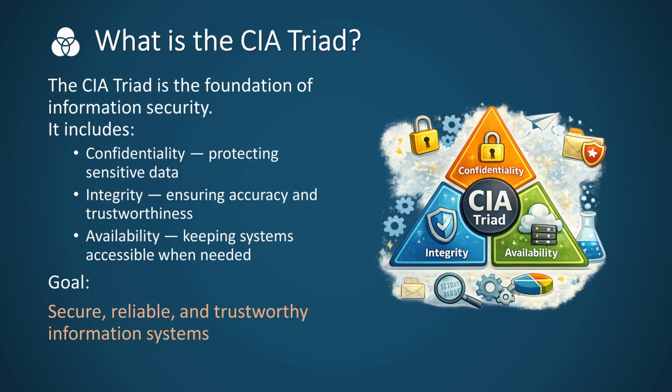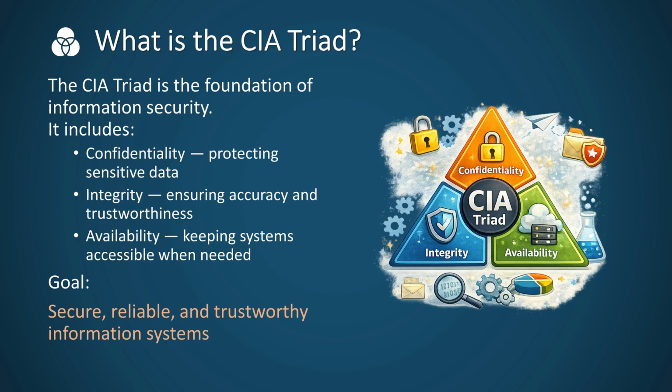Finally, we have availability. This ensures that data, systems, and network resources are accessible to authorized users whenever they are needed. Think about online banking. If the system is down when you need to make a transaction, it becomes useless. Availability is all about keeping systems up and running, even during peak usage or unexpected disruptions. Organizations achieve this through backups, disaster recovery planning, and protection against attacks. Without availability, even secure and accurate data loses its value because it cannot be accessed when required. We'll explore each of these pillars in greater detail in the upcoming sections.